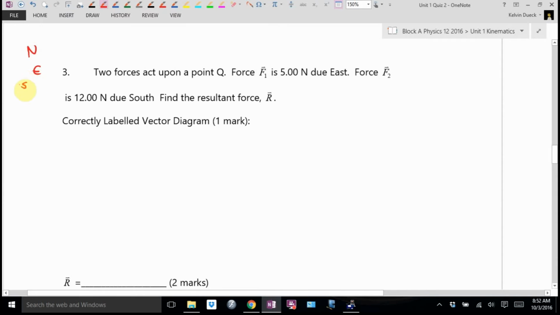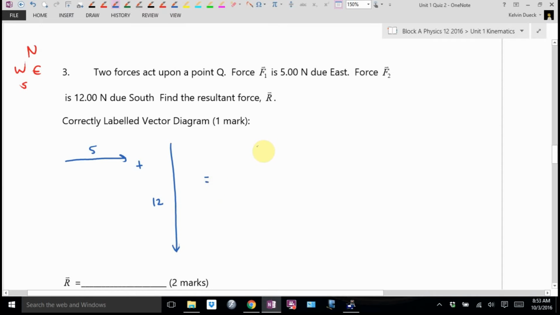I'm putting a compass rose. It's not like I've ever botched that. 2 forces act upon a point. Force 1 is 5 newtons due east, plus force 2 is 12 newtons due south. I think this one actually works out evenly, yeah? 13 is the answer. This is the 5, 12, 13 Pythagoras triangle.